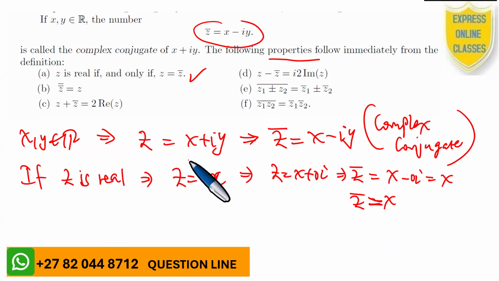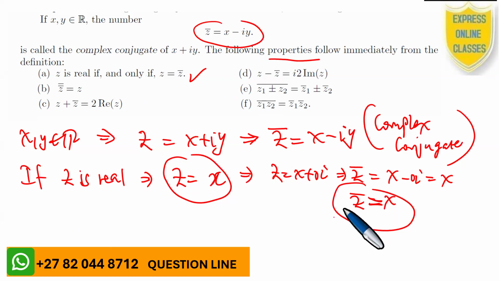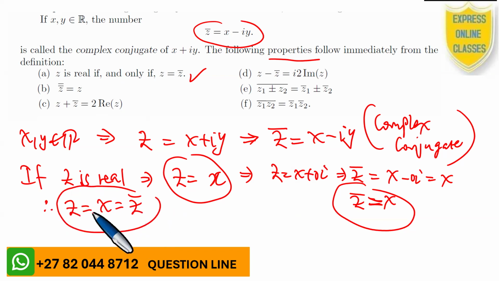Now in this case, we can see that z is x, and also the complex conjugate is x, and the meaning is then that z is x, which is z bar. Take a look at that and make sure you understand what is happening there. So when z is real, it means that z is equal to its complex conjugate. And this means that it's real.